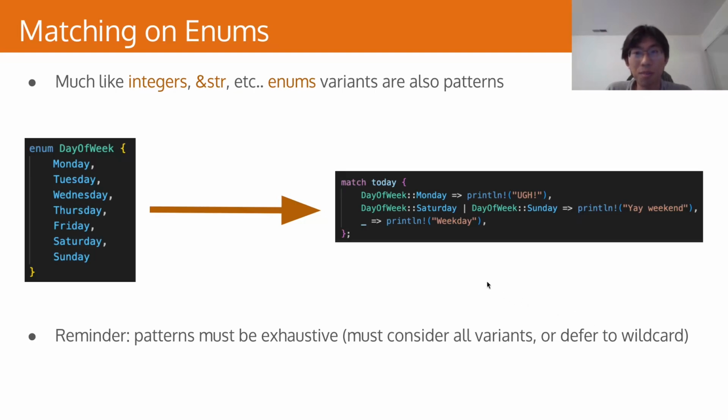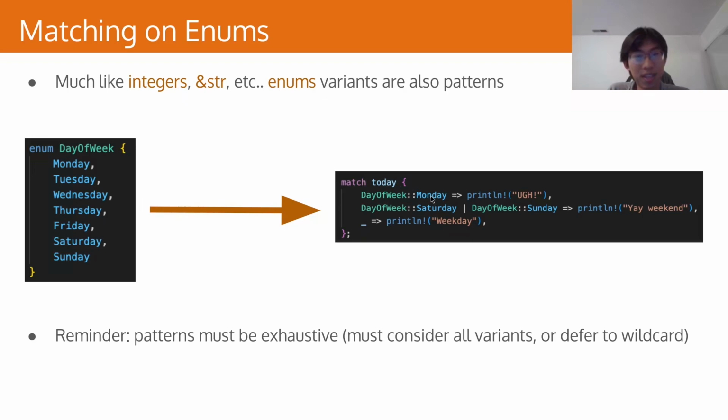So much like how you can match integers and string slices, we can also match enums. So back to our day of the week example, if we had a variable named today that was of type day of the week, we can match it with a statement like this. So to explain what's going on here, the first case is if the day of the week is Monday.